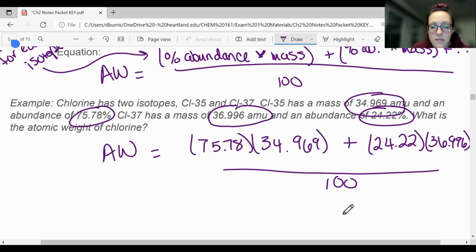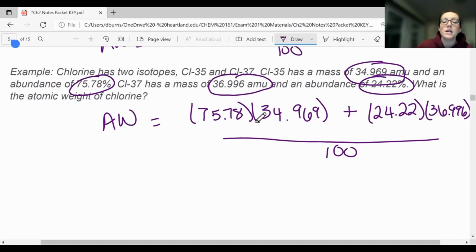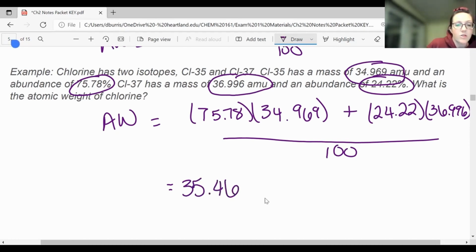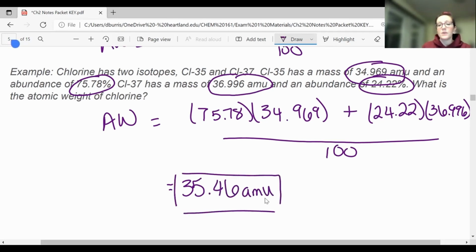You could change your percentages into decimals first instead of dividing by 100 at the end if you want to, it doesn't matter. But watch your order of operations. If you do your order of operations wrong, you're going to get an answer that doesn't make sense. So when you do this, and I recommend trying it right now in your calculator, you're going to get 35.46 atomic mass units. Okay, and that's actually correct for chlorine. It's really close to 35.46 on the periodic table.